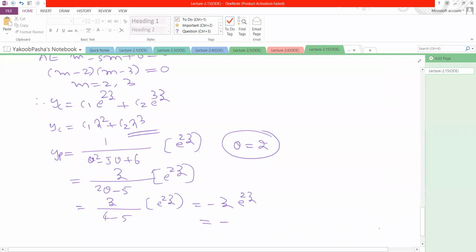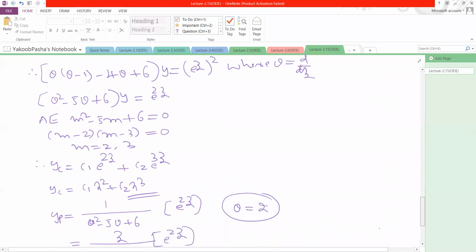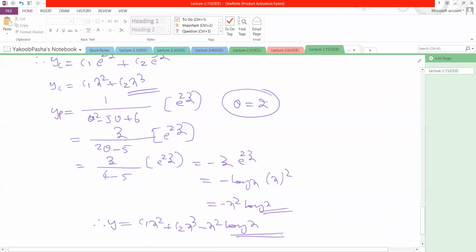Z equal to log x, and e power z equal to x. This can be written as whole square. So this is equal to minus x square into log x. This is the particular solution. Therefore, the general solution is y equal to c1 x square plus c2 x cube minus x square into log x. This is the general solution.